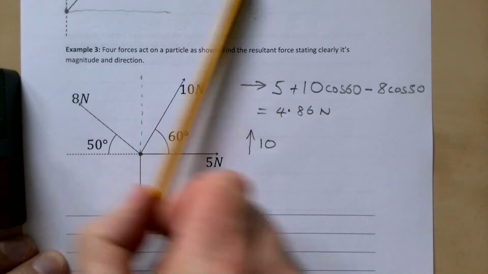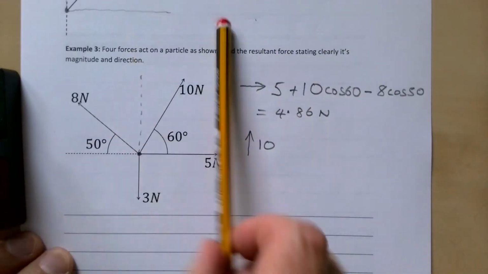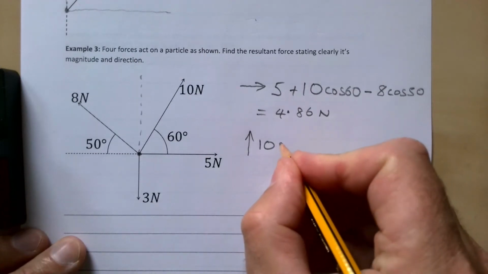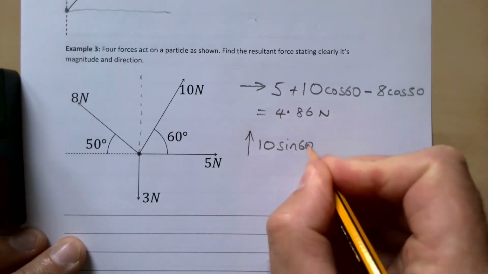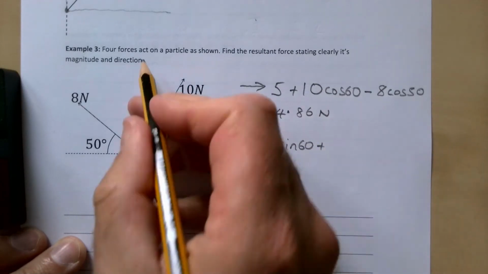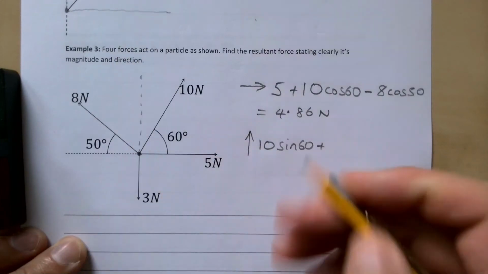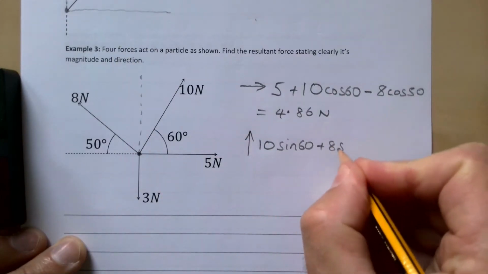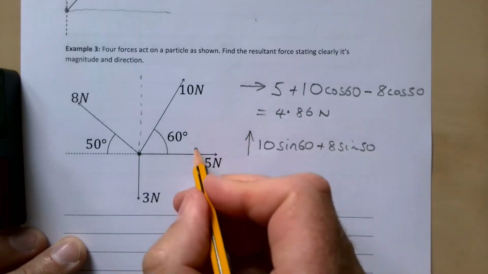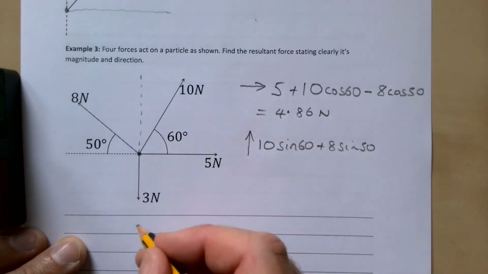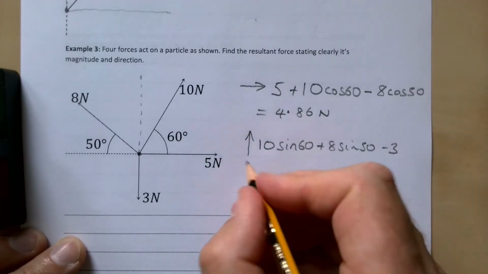Did I go across? So the angle given with the 10 is a 60. I'm resolving it this way here. Did I go across 60? I didn't. So it's going to be 10 sine 60 plus, which other one is pushing up? It's the 8. Am I going across the 50? I'm not. So it's 8 sine 50. 5 is no effect, and then the 3 acts straight down, so it's going to be minus 3.